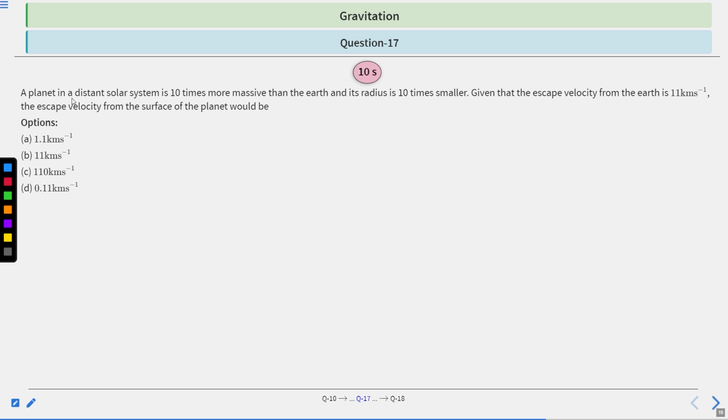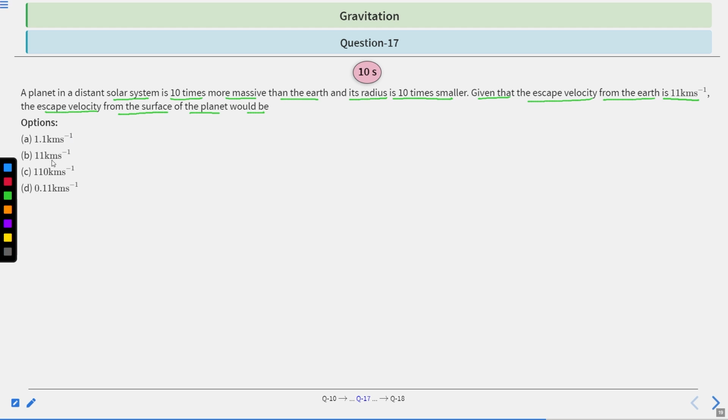A planet in a distant solar system is 10 times more massive than the Earth and its radius is 10 times smaller. Given that the escape velocity from the Earth is 11 km per second, the escape velocity from the surface of the planet would be what? The question asked here is about escape velocity. Given options: option A is 1.1 km per second.